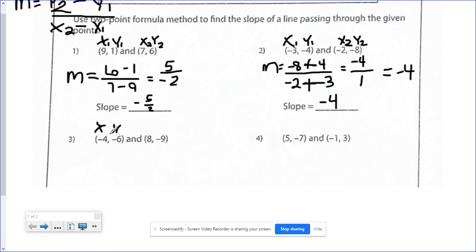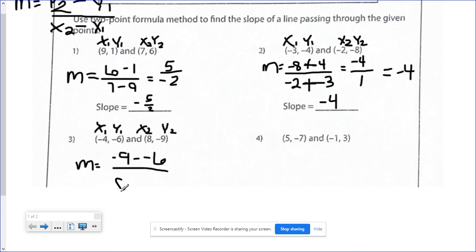Here's x1 and y1. This is x2 and y2. All right, and same thing here. y2 is negative 9. You always use a minus sign. y1 is negative 6. That's what I'm talking about. When you have two negatives that sit right next to each other like that, it actually is a positive.